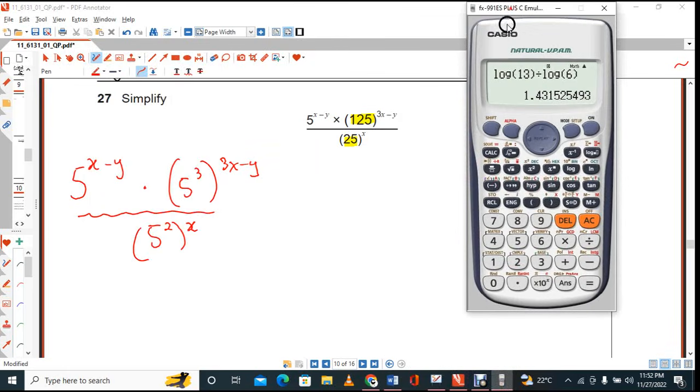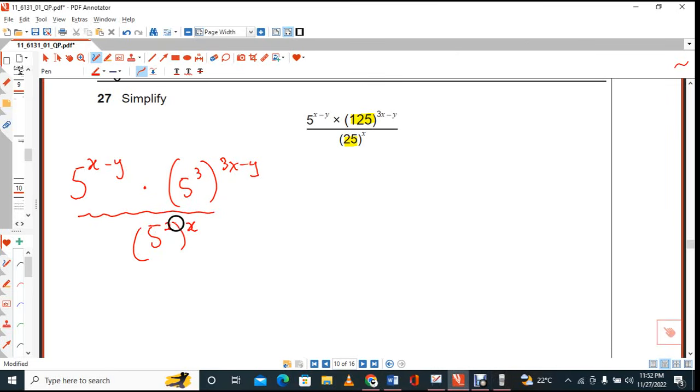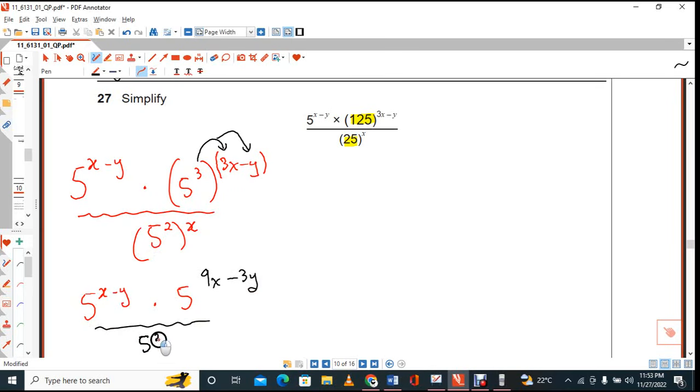Okay, so 125, if you need to know, it's 5 cubed. Okay, right. Now, from this particular case onwards, I'll go ahead and I'll put this in brackets as well. So I can go ahead and say 5 to the x minus y times 5. Now you must be very careful here that you know that this 3 multiplies with each one of them. So I'm going to have 9x minus 3y. So in this case, they are also being divided by 5 raised to the power of 2x.